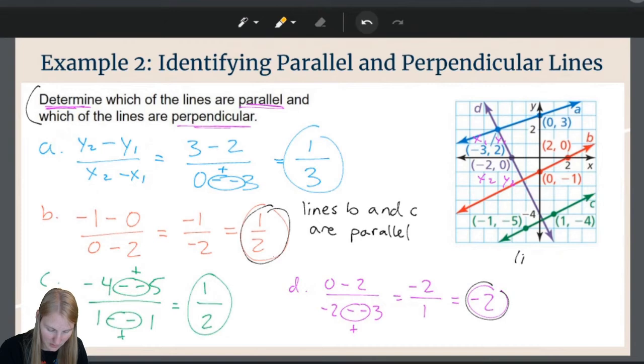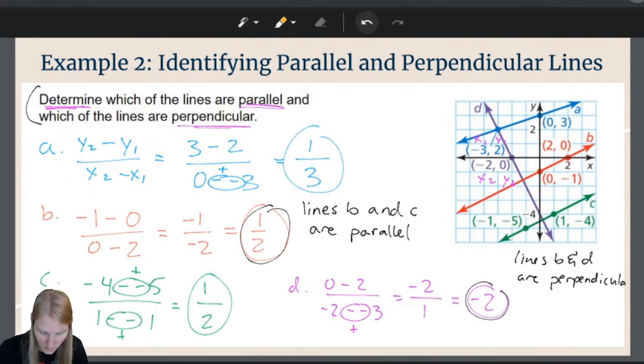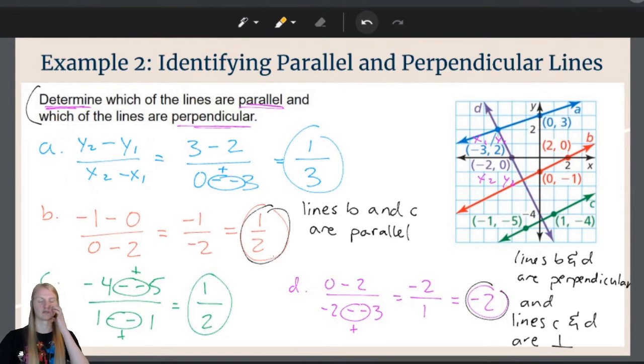So lines B and D are perpendicular. And lines C and D are, and let's just use that, are perpendicular. You remember, this means perpendicular.